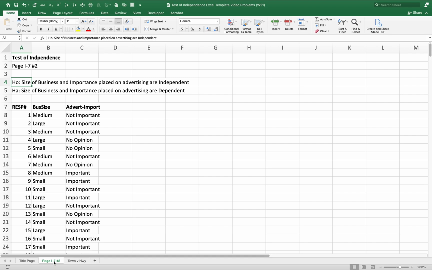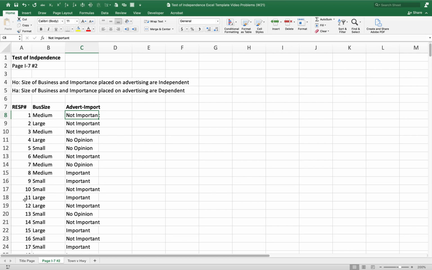So I've got a bunch of values here. I think there's about 360 or something like that. And so each is a respondent. And what we've got is the business size, and it's either small, medium, or large. And then we've got here advertising is either important, not important, or no opinion.